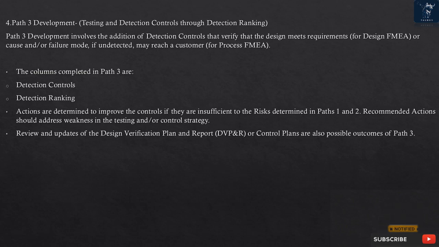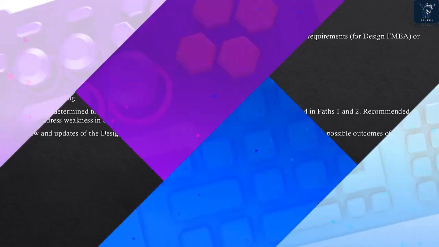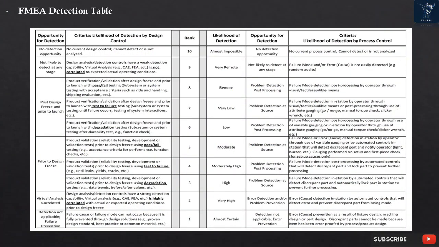Actions are determined to improve the controls if they are insufficient to the risks determined in Paths 1 and 2. Recommended actions should address weakness in the testing and/or control strategy. Review and updates of the design verification plan and report, DVP&R, or control plans are also possible outcomes of Path 3. FMEA detection table.